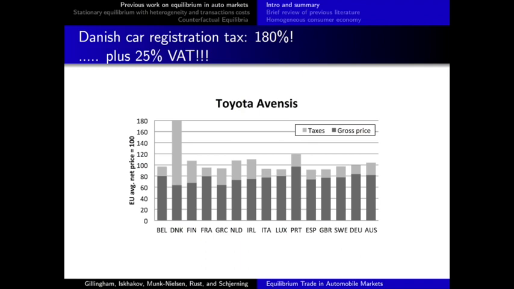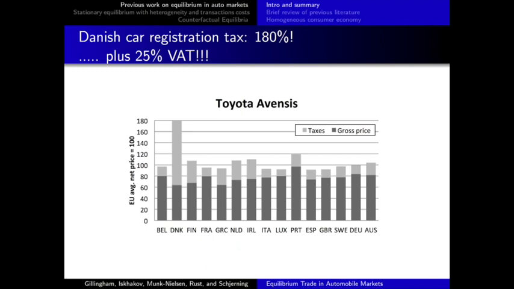Well, at least it used to be like that. Right now, it's actually reduced to 150%, but still quite a lot. And if that was not enough, on top of the sum of the price and the registration tax, we're paying 25% value added tax. So we also pay tax on the taxes with respect to cars.